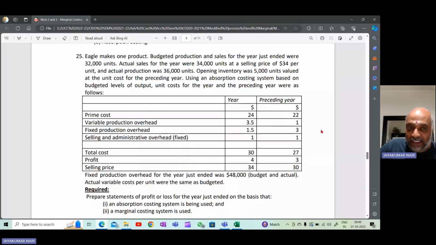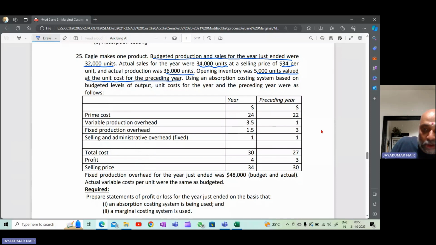To understand this better, we will take one question. Question number 25. Eagle makes one product. Budgeted production and sales for the year just ended were 32,000 units. Actual sales for the year were 34,000 units at the selling price of $34 per unit, and the actual production was 36,000 units. So sales 34,000 units, production 36,000 units. Opening inventory was 5,000 units valued at the unit cost of the preceding year.